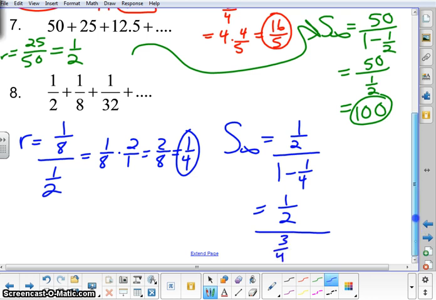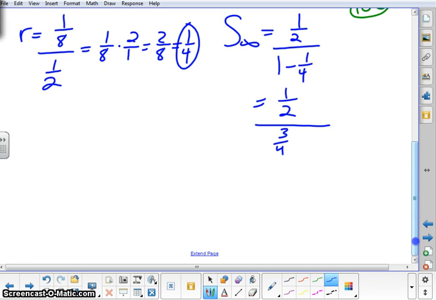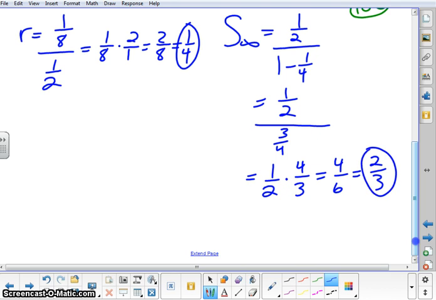1/2 divided by 3/4 is going to be: leave, change the sign, flip. So you get 4/6, which then is 2/3. So if you got 2/3, good job.